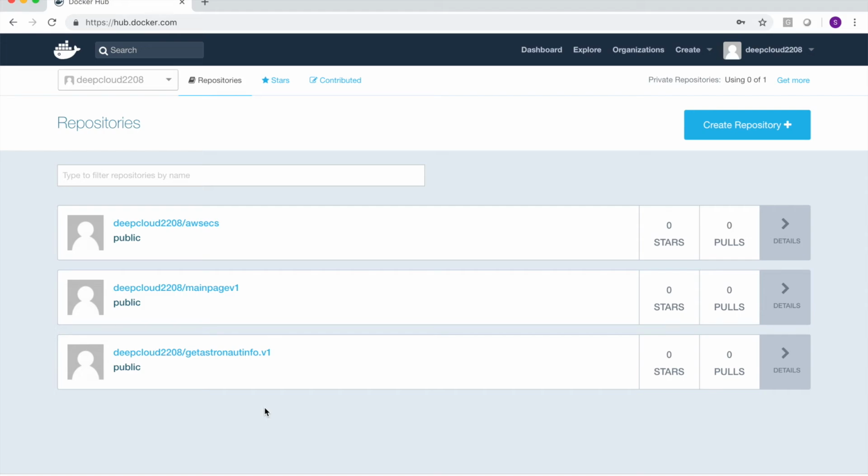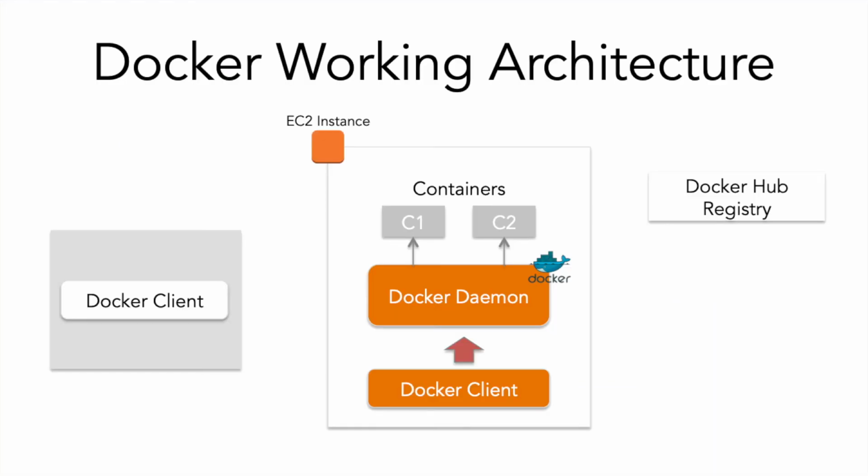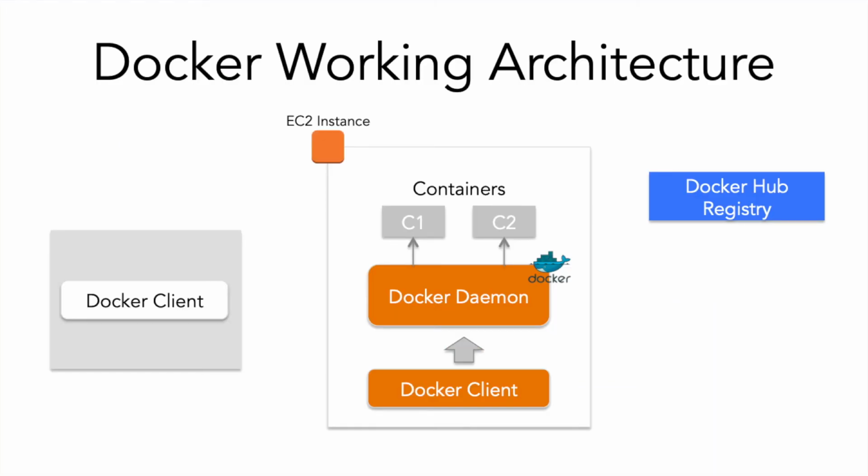Now you'll create repositories in this Docker Hub from your local machine or from the EC2 instance, wherever your Docker client is. Your purpose is to upload proper images in this registry. So now we have created the Docker Hub registry. It's very simple, just sign up for it.